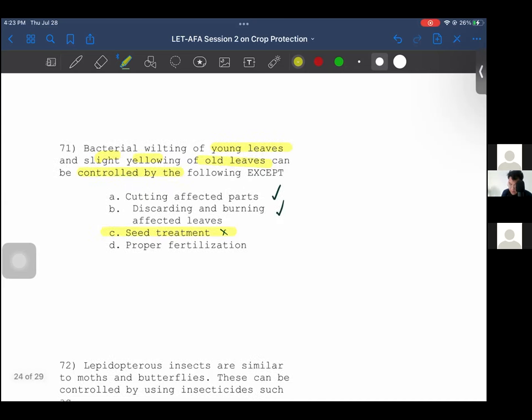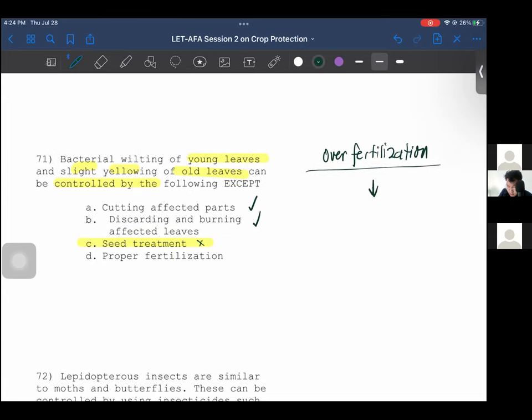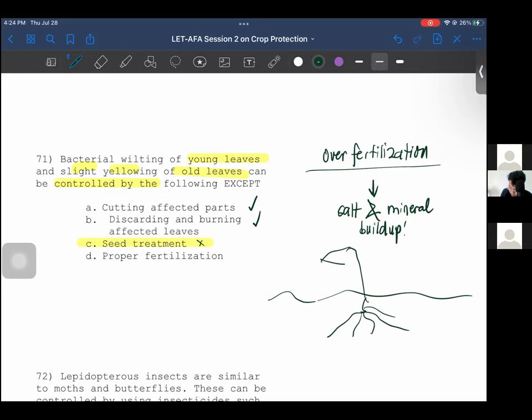Kasi, ito, same principle with somehow root rot. Ang fertilizer, kapag over-fertilization, ang possible na mangyari ay magkaroon ng salt and or mineral buildup. So kapag nagkaroon ng, kunwari, ito yung roots na naman. Roots ng dahon, ng halaman. Yan. Kapag yung salt ay nag-build up dito, the tendency is mabablock rin niya ang nutrients tsaka water na umakyat dito.